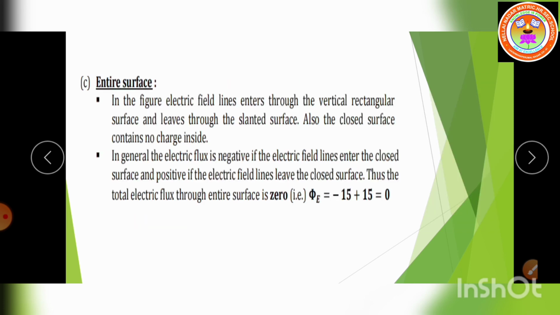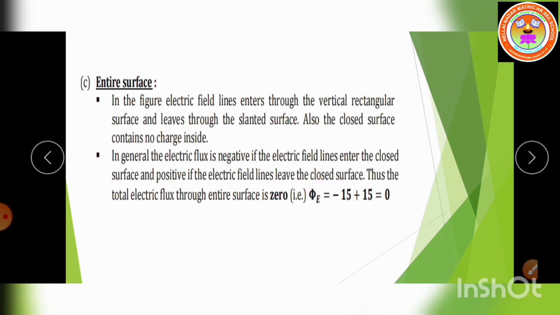Next, we are going to calculate for the entire surface. In the figure, the electric field lines enter through the vertical rectangular surface and leave through the slanted surface. And also listen children, the closed surface contains no charge inside. So in general, we can say that the electric flux is negative if the electric field lines enter the closed surface, and positive if the electric field lines leave the closed surface. Enter is negative and leave we are going to take as positive. So one is negative and another one is positive.